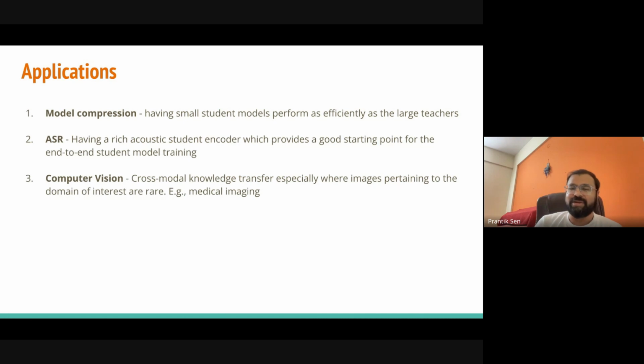But then you are trying to reuse or distill some knowledge from an already trained segmentation network and make it work quite well for medical imaging.